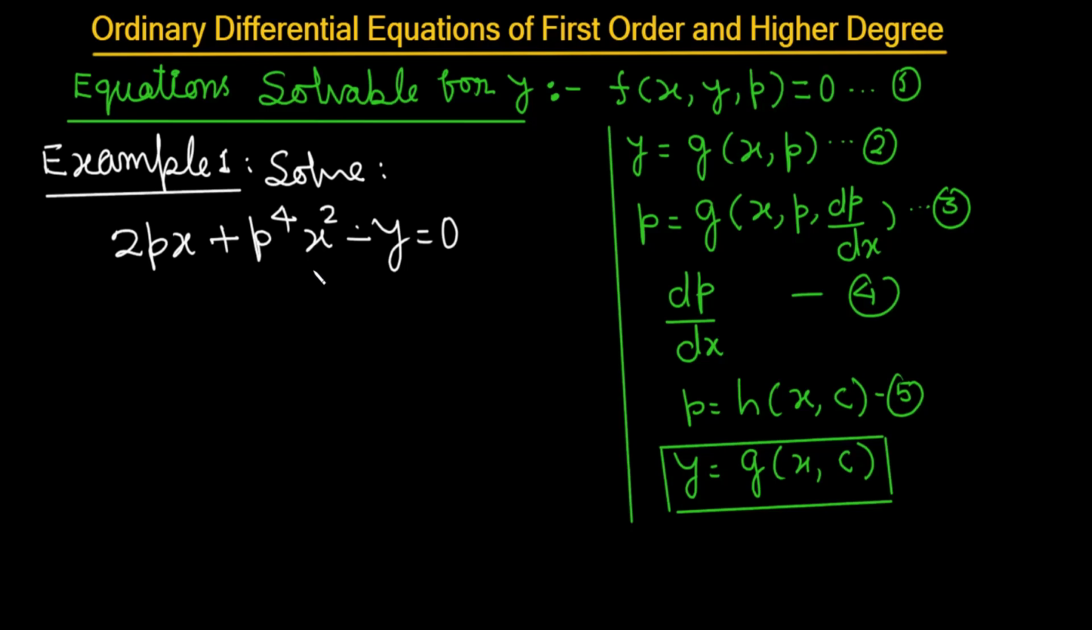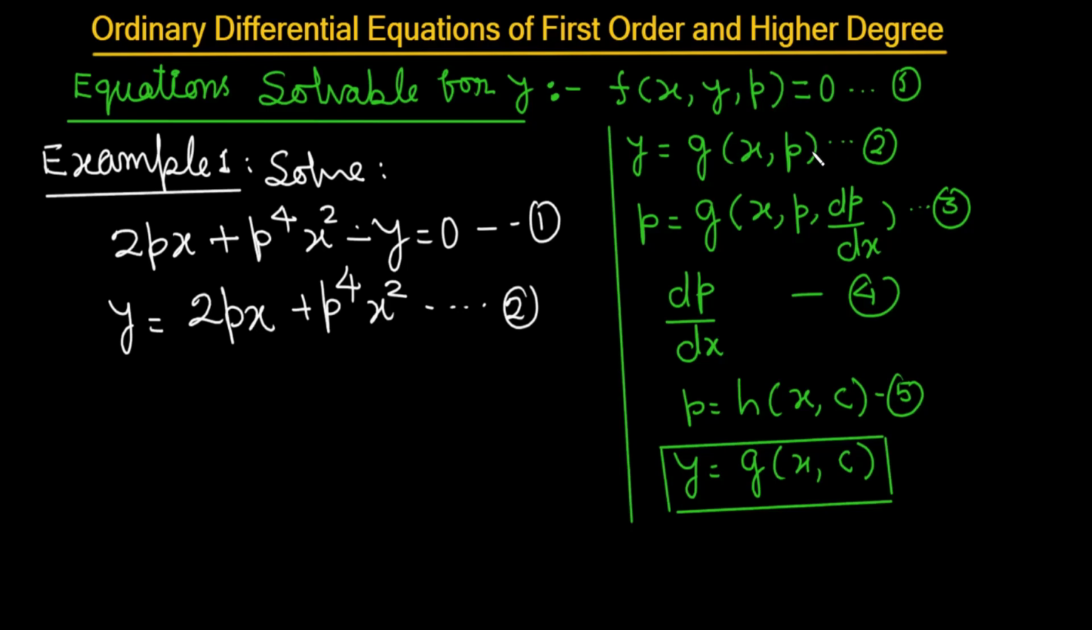It will be difficult to solve this equation by factorizing it into linear factors. So alternatively, we can see that this can be easily solved for y, right? So for solving it for variable y, we write it as y equals, this becomes 2px plus p raised to the power 4. Let us give the original equation the name equation number 1. So we are at step number 2, right?